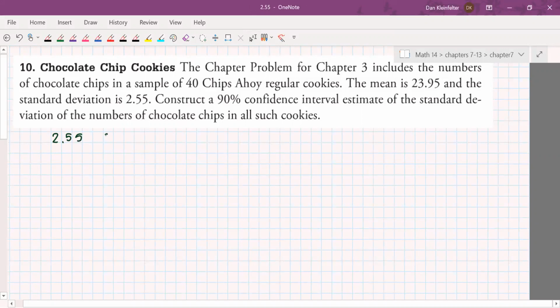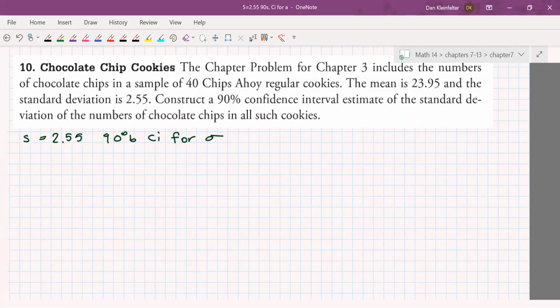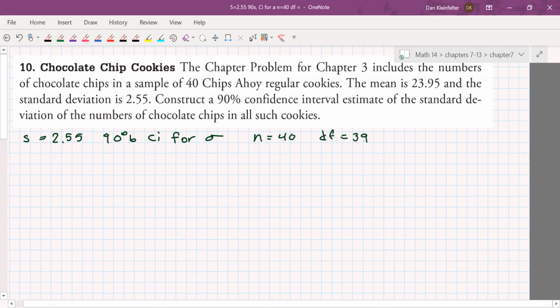We're to make a 90% confidence interval for the standard deviation. And again, we have s. All right, so let's go ahead and get started. Our sample size was 40, and so our degrees of freedom will be 39.